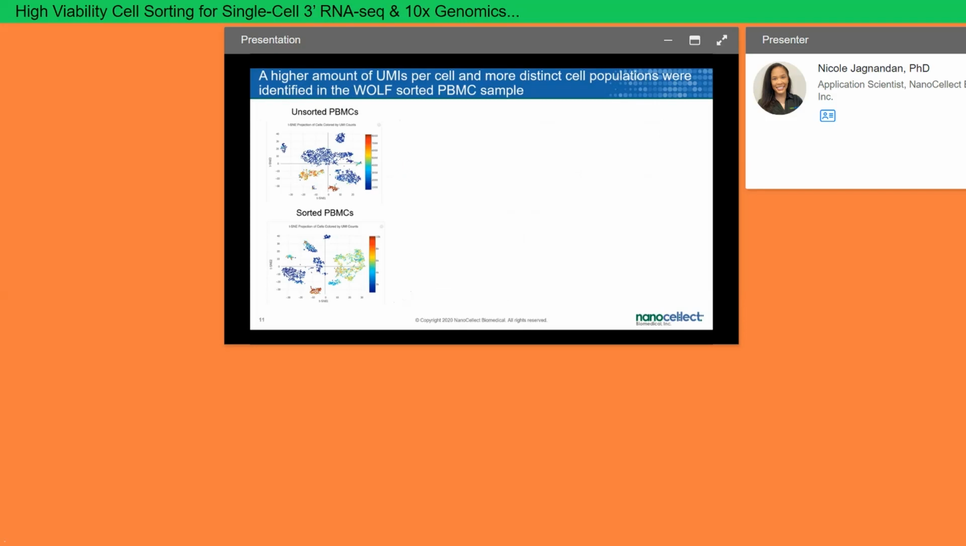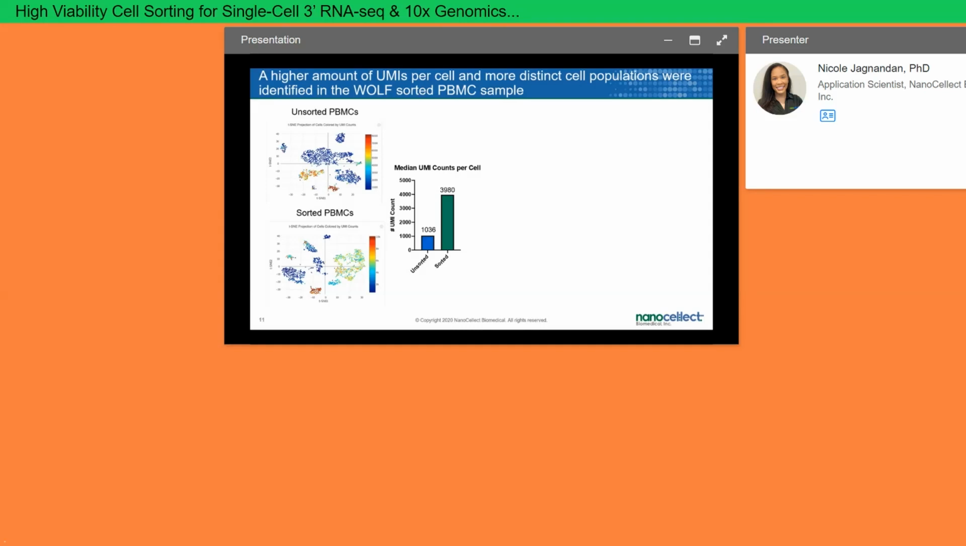We then looked at the t-SNE plots generated from these two samples. These t-SNE plots here are showing the heat map of the number of unique molecular identifiers, or RNA transcripts, in each cell. Blue means a lower amount of UMI counts was detected per cell, and red means a higher amount of UMI counts. You can see that there are many more blue dots in the unsorted PBMCs, meaning that there were much fewer RNA transcripts per cell compared to the sorted PBMCs. In fact, there was almost 4 times more median UMI counts per cell.